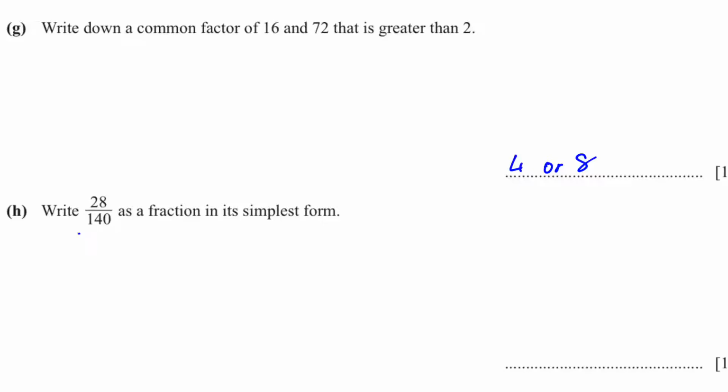Write 28 over 140 as a fraction in its simplest form. Again, you are using the calculator and you will get 1 over 5.